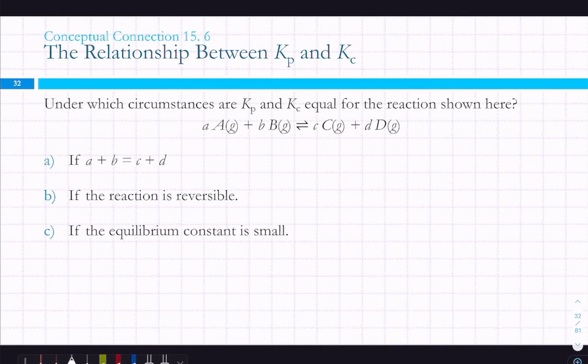OK, so under which circumstances are Kp and Kc equal for the reaction shown here? Any other answers other than A? All right, yeah, it's A. If the coefficients of the products and reactants are equal, Kc and Kp are the same.